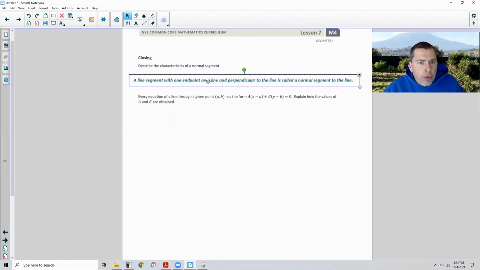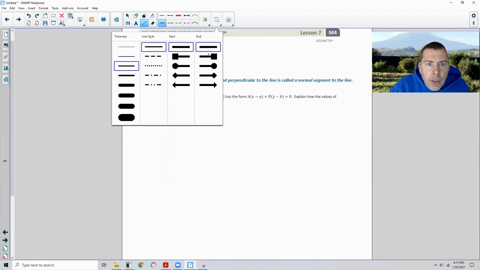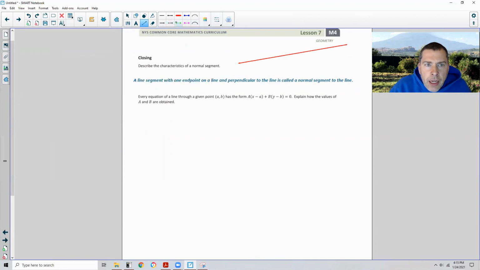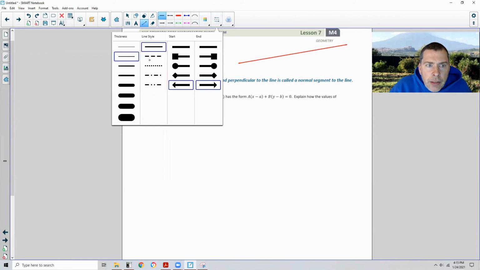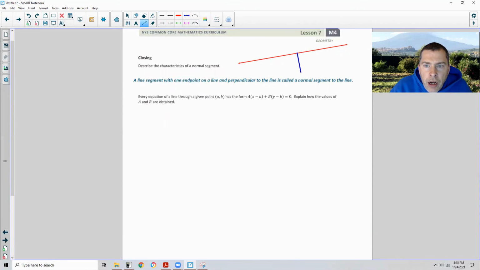Describe the characteristics of a normal segment. Well, a normal segment is a line segment with one endpoint on a line. So let me draw this. If I draw a line that has an arrow at both ends, and let's make it red, so here is a line. A line segment with one endpoint on the line. So I'm just drawing up what this is saying. Here's the endpoint on the line, and perpendicular to that line is called a normal segment to the line. So that is the characteristics of a normal segment.